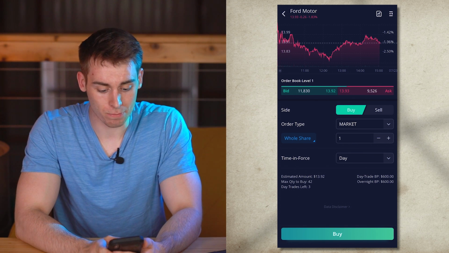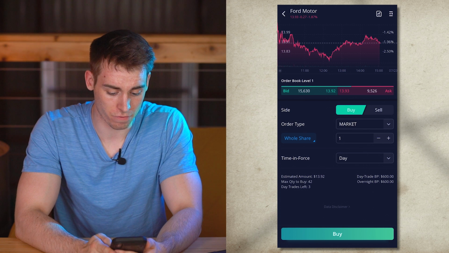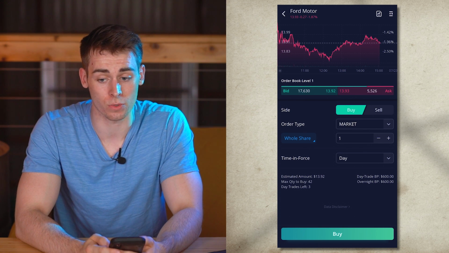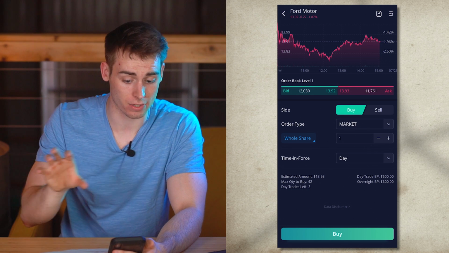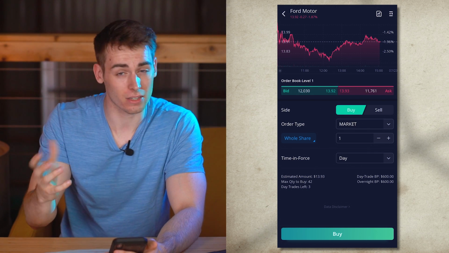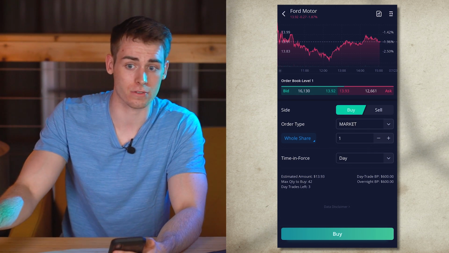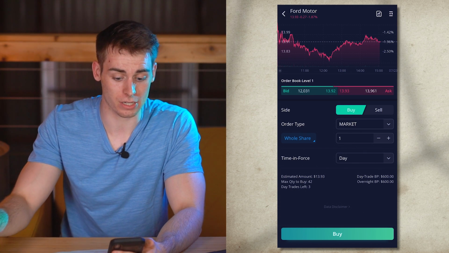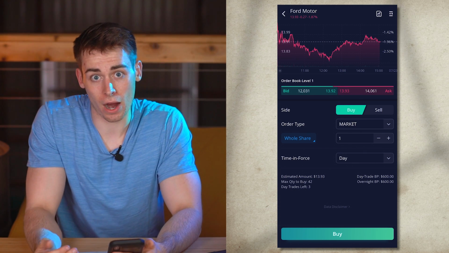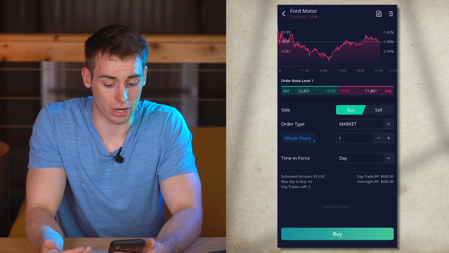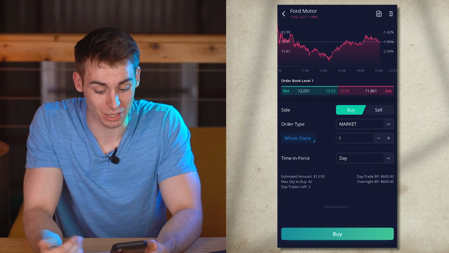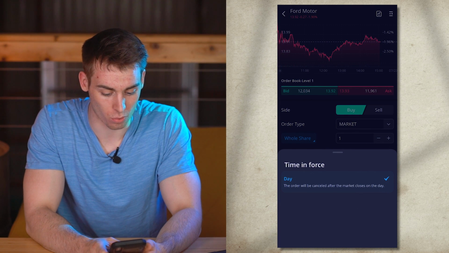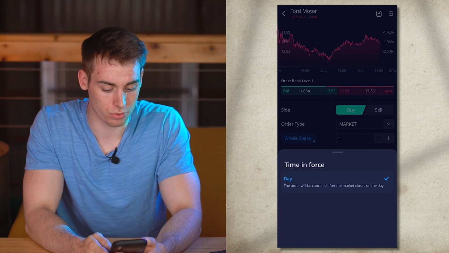Next, under order type, we have the time in force. The time in force is how long you want your trade to be active before it actually expires. So for some stocks, not Ford. Ford is a decently high volume stock, but for certain stocks, there may be very few people actually selling, and so you may have to wait a while in order to buy a stock. And this time in force option is asking you, how long are you willing to wait? So if we click on that option, we can see the order will be canceled after the market closes on the day.